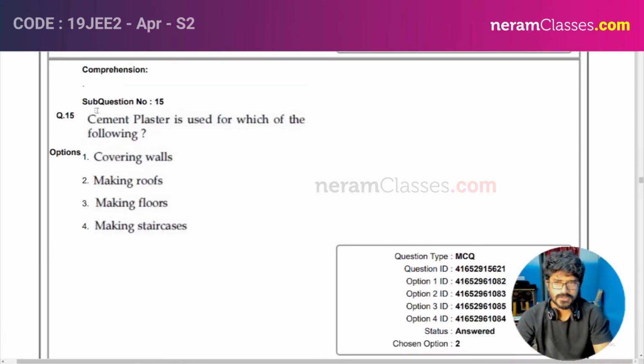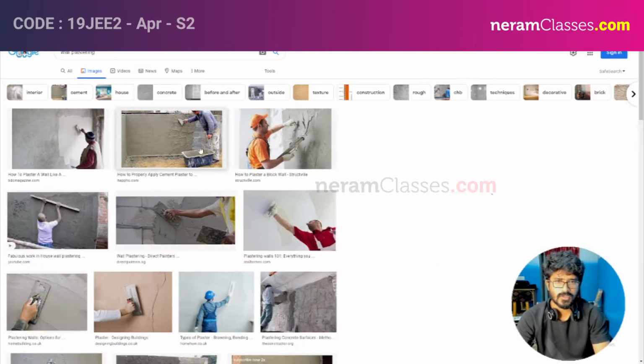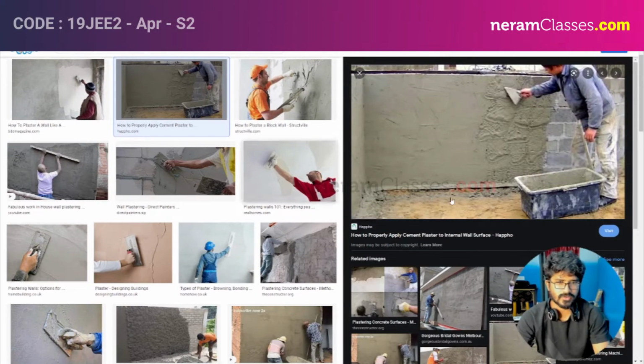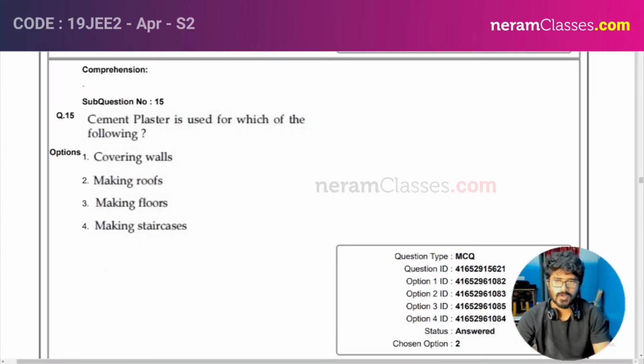Question number 15: cement plaster is used for which of the following? Covering walls, covering roofs, covering floors and making staircases. Mostly the cement plaster will be used for covering the walls. After the brickwork is done, the cement will be used for covering the wall. After that only the putty and painting layers will go on. This is how they plaster the wall. So the answer is covering walls. Option 1 is the right answer.